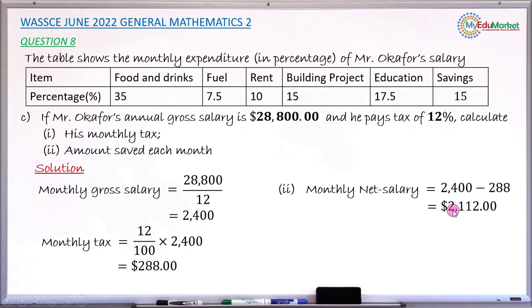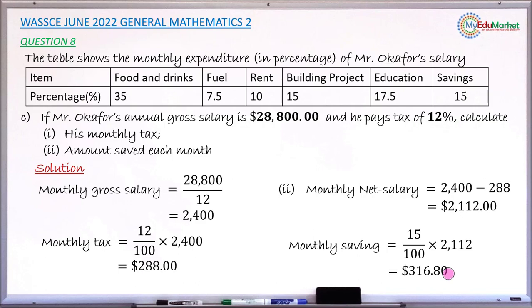So this would now be the amount that will be given to take home. So it is 15% of this that is now saving, 15% of 2,112, not 15% of 2,400, that is the gross monthly salary. So his amount saving will now be 15 over 100 multiplied by 2,112. If this multiplication and division is done correctly, you now have 316.80 cents. So this is the amount he's saving each and every month.